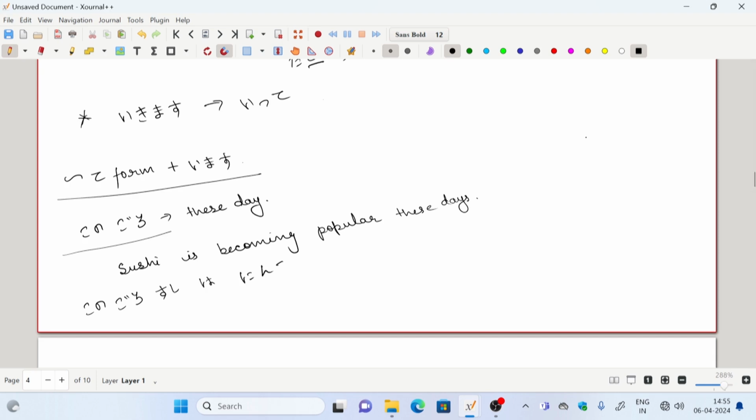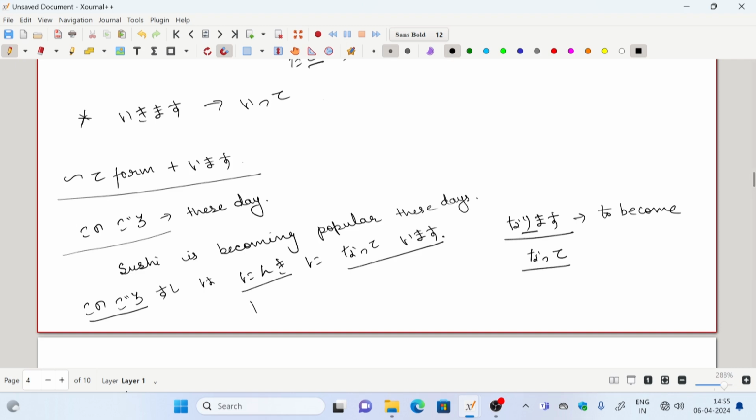Ninki is to be popular. Ninki ni natte imasu. Konogoro, these days. Natte imasu is coming from narimasu. Narimasu is to become. Since there is ri sound before mas, it will change into natte. Ninki means popular. So konogoro, sushi, the Japanese food, sushi wa ninki ni natte imasu, is getting or is becoming popular.